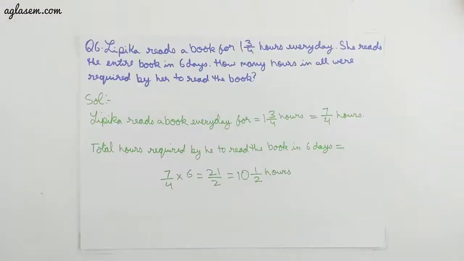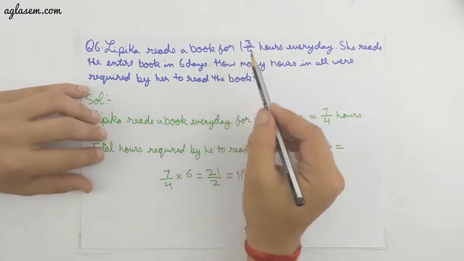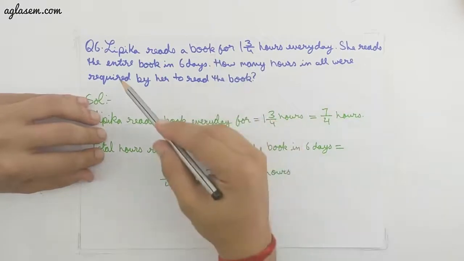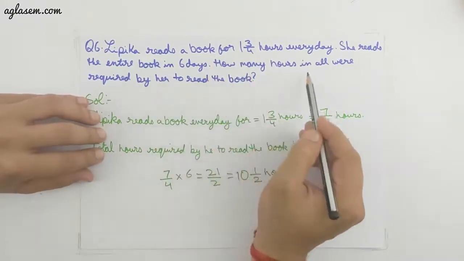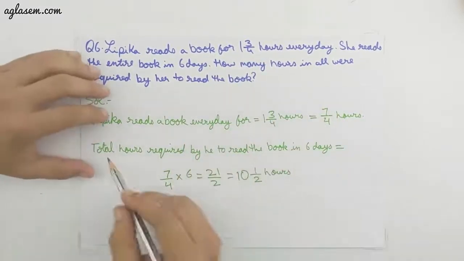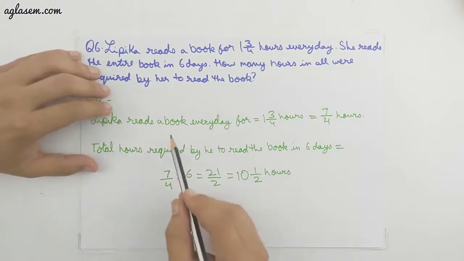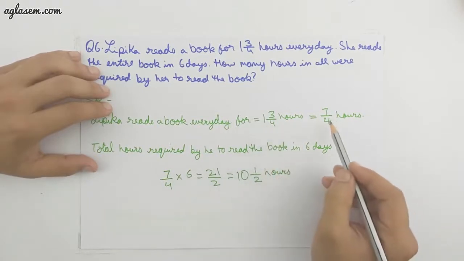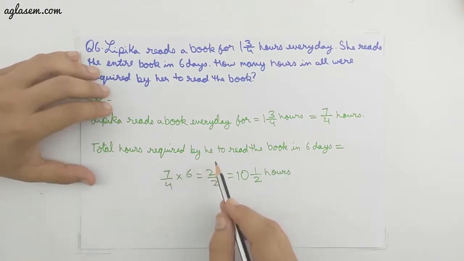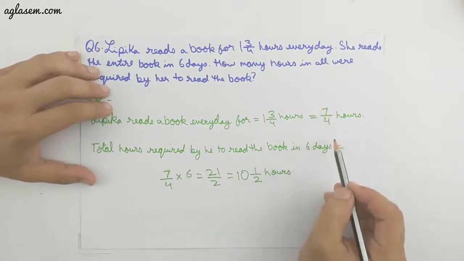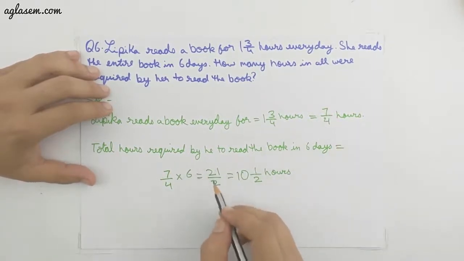Let's move to question number 6, which is: Lipika read a book for 1 whole 3 by 4 hours every day. She read the entire book in 6 days. How many hours in all were required by her to read the book? So we will solve it in this way. Lipika read a book every day for 1 whole 3 by 4 hours. It's a mixed fraction. We will change it into an improper fraction, which is 7 upon 4 hours. So the total hours required by her to read the book is for 6 days. We have to multiply 7 by 4 with 6 to get the total hours she has read.